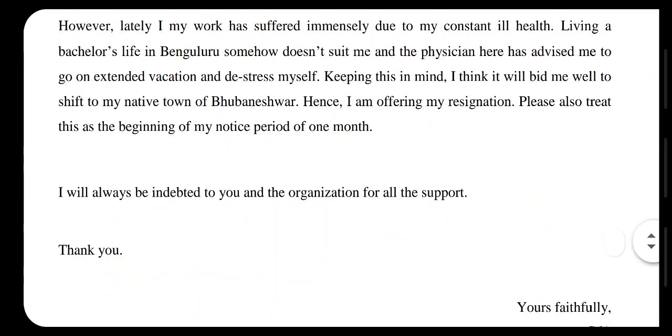And the third paragraph, as we always keep it short and simple, I will always be indebted to you and the organization for all the support. So you see, after resigning in the middle paragraph, we are always again going to end this on a positive note. We are thanking the boss for all the support that you have received.